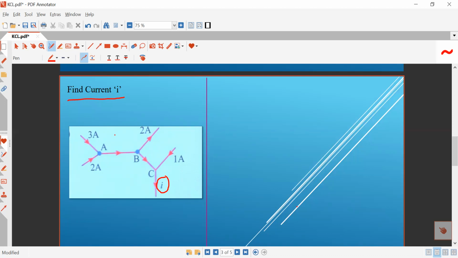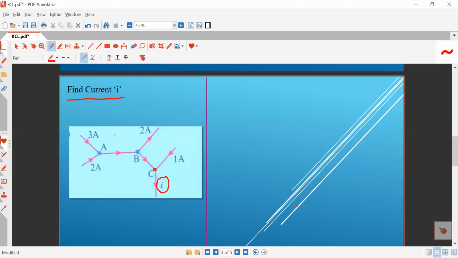When you see this circuit diagram, you will find there are 3 nodes in the circuit. And you must remember, a node is a point where 2 or more than 2 branches are connected together. So at point A, 3 branches are connected together. At point B, 3 branches are connected together. And at point C, there are also 3 branches connected together. So these 3 are the nodes, and you will have to apply Kirchhoff current law at these nodes.